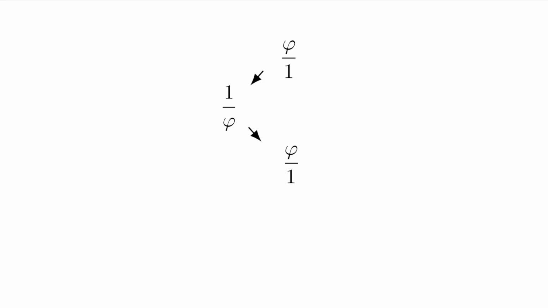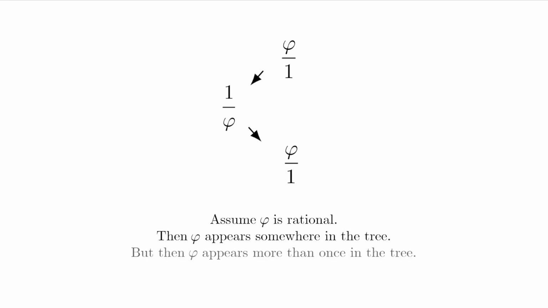Now we can make claims about this number. If it is rational, then we showed earlier that it must appear in the Calkin-Wilf tree. But from our path above, we know that phi would appear more than once. This contradicts that every rational number appears exactly once in the tree. Thus, we conclude that the golden ratio is an irrational number.